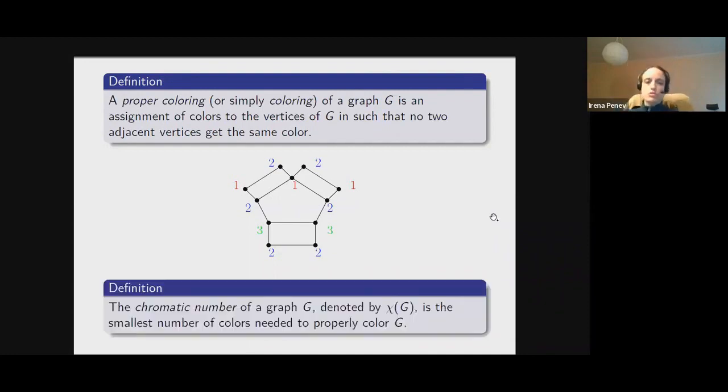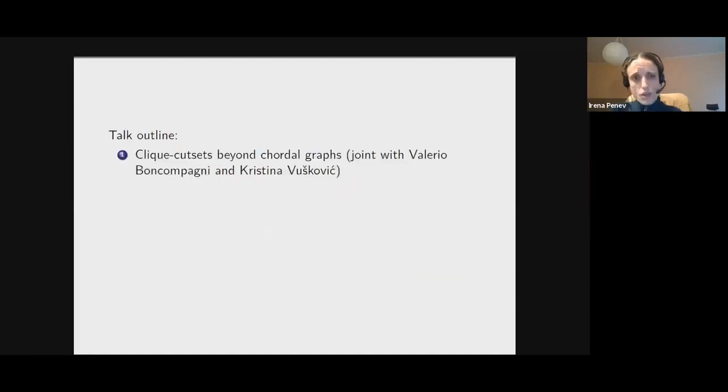And then, of course, we have this notion of a chromatic number. The chromatic number, that's just the smallest number of colors that you need to color your graph. And it's pretty easy to see that this graph over here actually has chromatic number 3. I just presented a coloring with 3 colors, and you can check that you can't do any better than that. Okay, so those were some very basic notions.